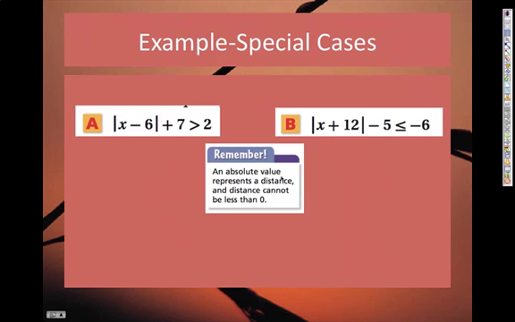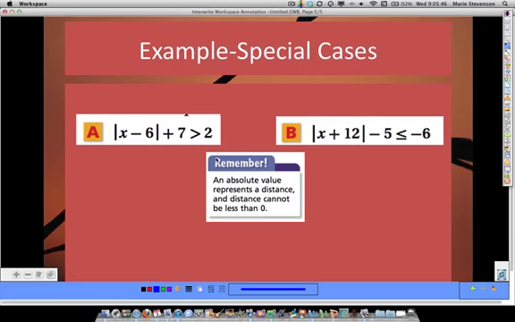Now remember, absolute value represents distance. Distance cannot be less than 0. So remember what happened is we had situations that were all real numbers or no solutions. Those can happen with absolute value inequalities. Here we go. In this problem, I'm going to subtract 7 because I want to isolate this. So now I get the absolute value of x minus 6 greater than negative 5.